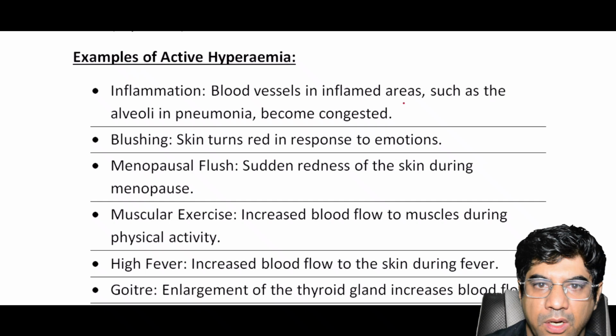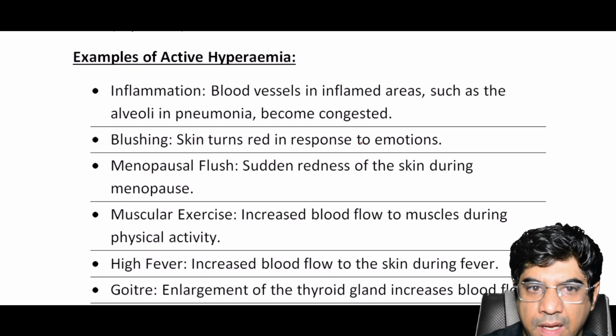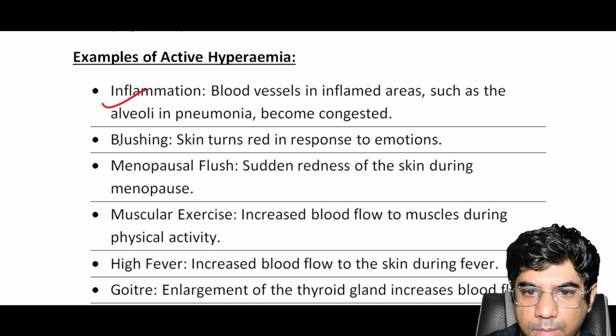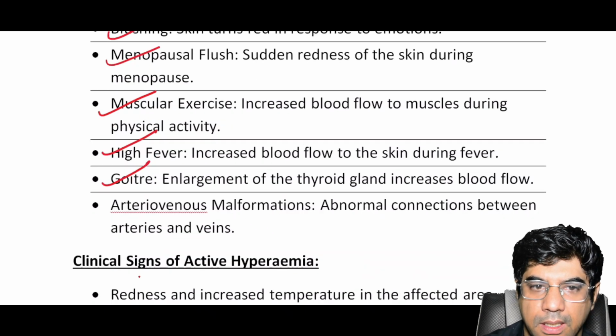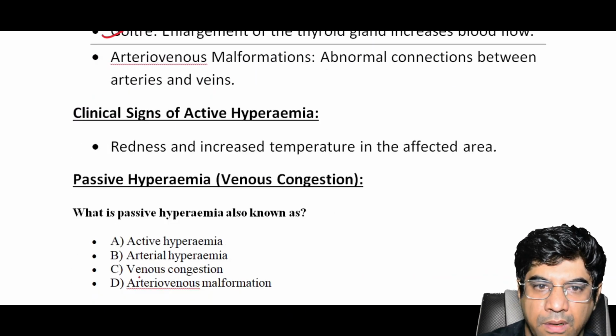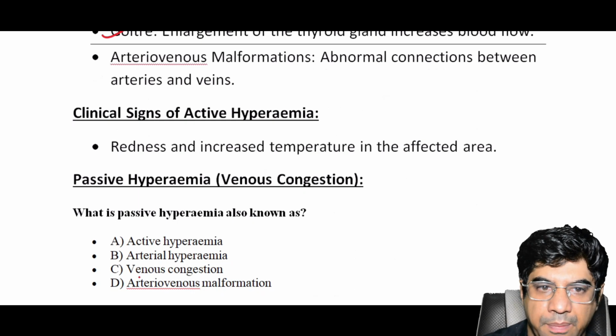Now these are examples of active hyperemia: inflammation, blushing, menopausal flush, muscular exercises, high fever, goiter. So these all are examples of active hyperemia.